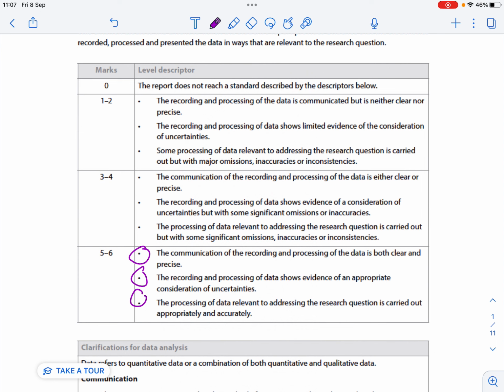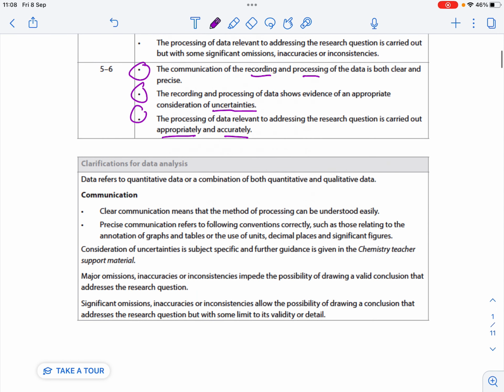The communication of the recording and processing of the data is both clear and precise. The recording and processing of data shows evidence of an appropriate consideration of uncertainties, and the processing of data relevant to addressing the research question is carried out appropriately and accurately. Okay, a few more notes that they've given us for clarification.